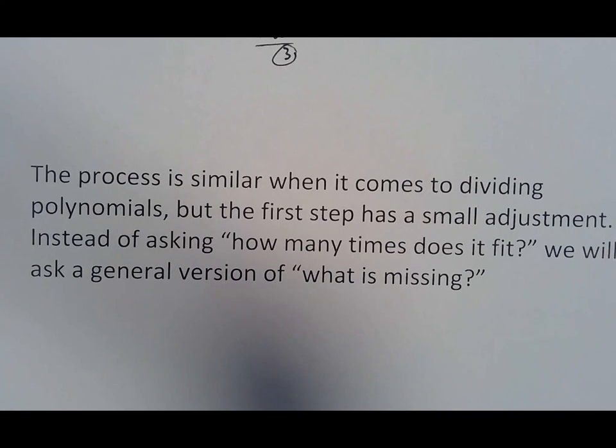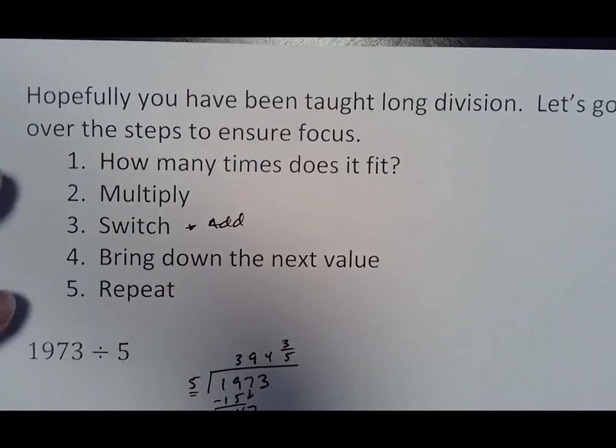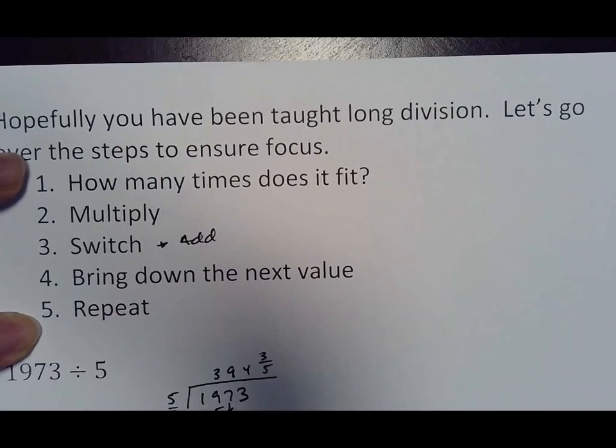Again, the process is similar when it comes to dividing polynomials, but the first step has a small adjustment. Instead of asking how many times does it fit, we'll say what is missing. So again, this is the general part still, but instead of saying how many times it fits, you want to say what is missing, because you actually want to make them match.